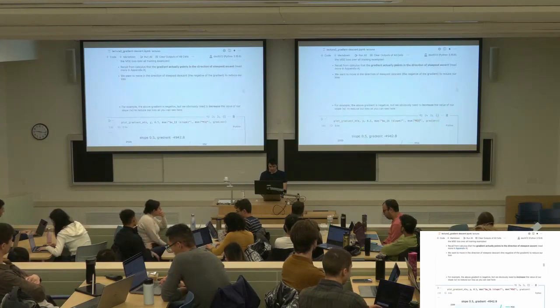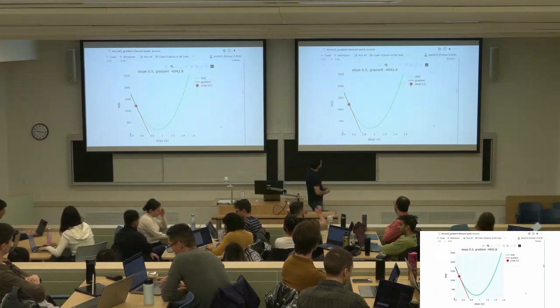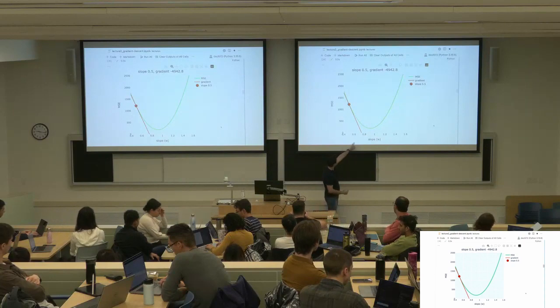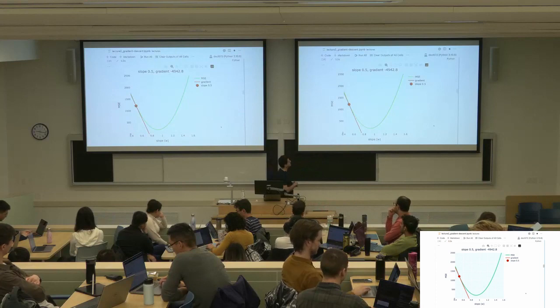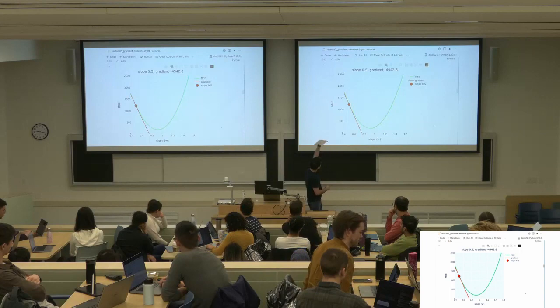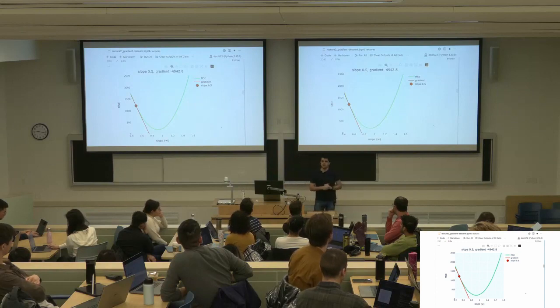Now let's do some more plotting to see what's going on. This is my loss function, and this is the point W equals 0.5, and at that point I have computed the slope of the loss function. I have computed the derivative. That's the tangent line. What it tells me is that at that point, if you continue going in the direction of positive W, you'll be decreasing the value of the loss function. That's essentially what it's telling me, right?